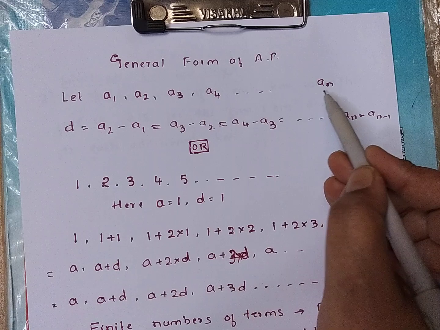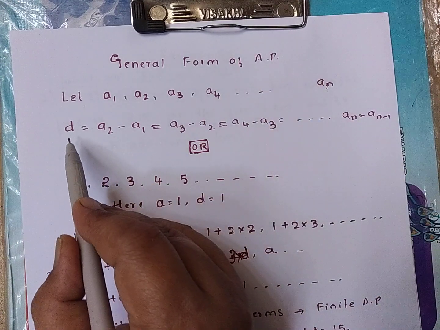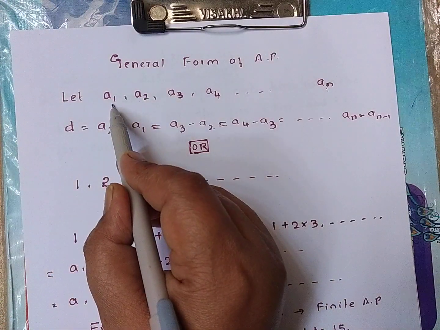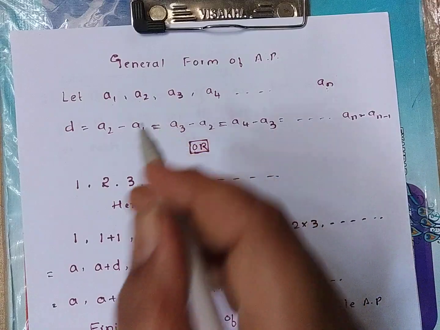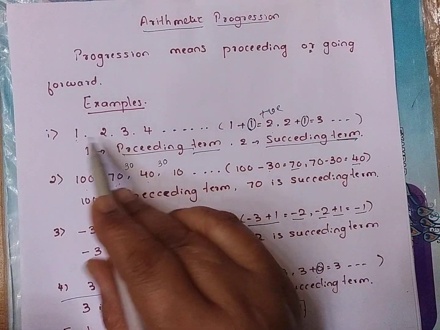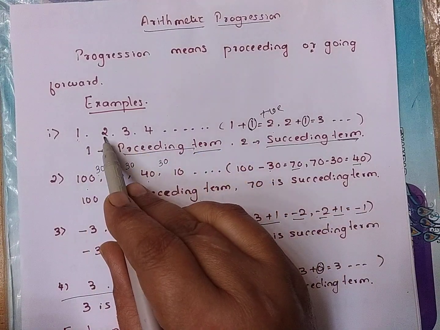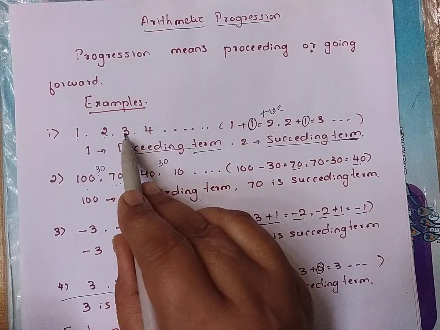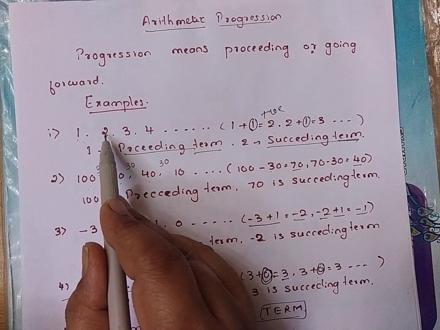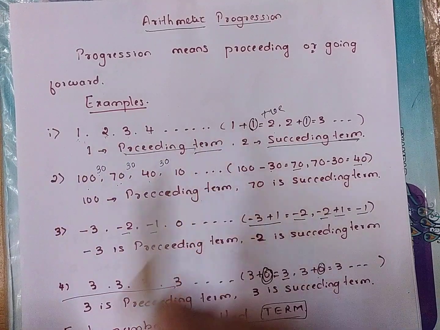These are the terms of an arithmetic progression. Then how will you find the common difference D? If you subtract A2 minus A1, you will get the difference. See here, how did you get the common difference? 2 minus 1, that is A2 minus A1, equal to 1. 3 minus 2 equal to 1. 4 minus 3 equal to 1. That is, succeeding term minus preceding term. That is A2 minus A1 equal to D.